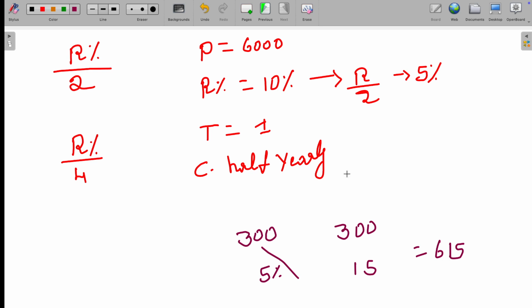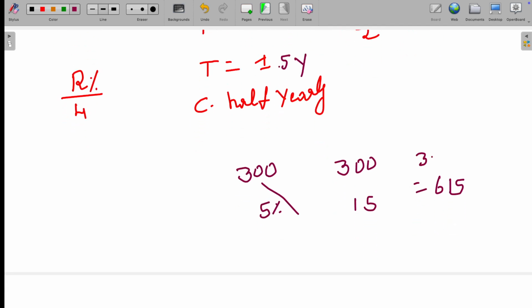If the question is 1.5 years, how many trees do we write? 3 trees, because for every half year we write 1 tree. So same thing: 300, 15, 15, and then 5% of that 15 is 0.75. If it is 3 times, here I will get 300, here 15, 15 same, and for this 5% means 0.75. So that will be the answer if the question has 3 trees.